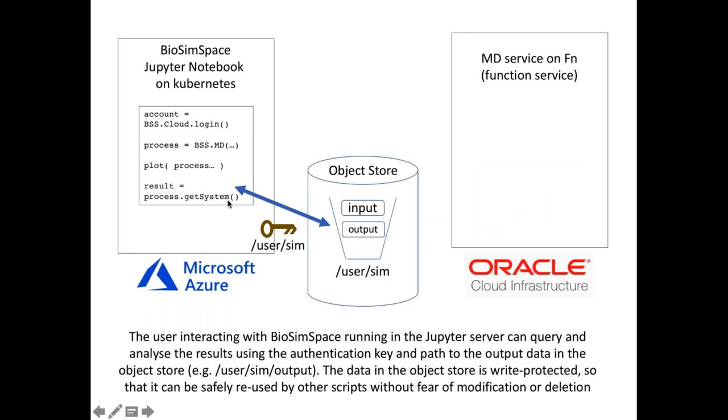Running on the notebook, we can use the key and the bucket location in the object store to run all of the analysis and the results. So it means the data is then available to look at. Now the data in the object store is written in a write protected manner, so it's read only. And this means that we can safely reuse this data from other scripts without fear of modification or deletion.